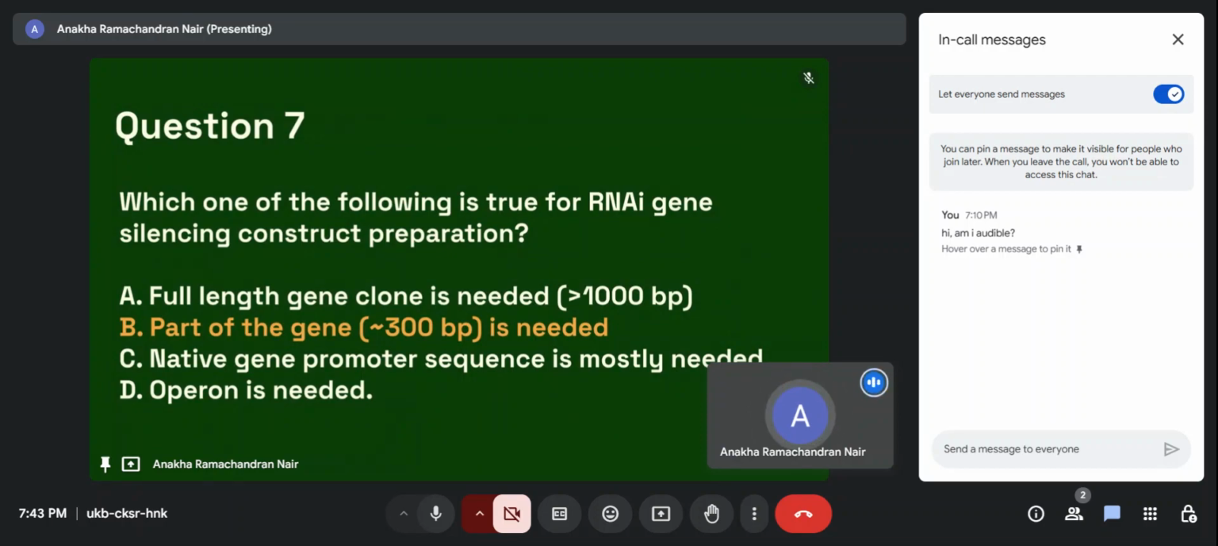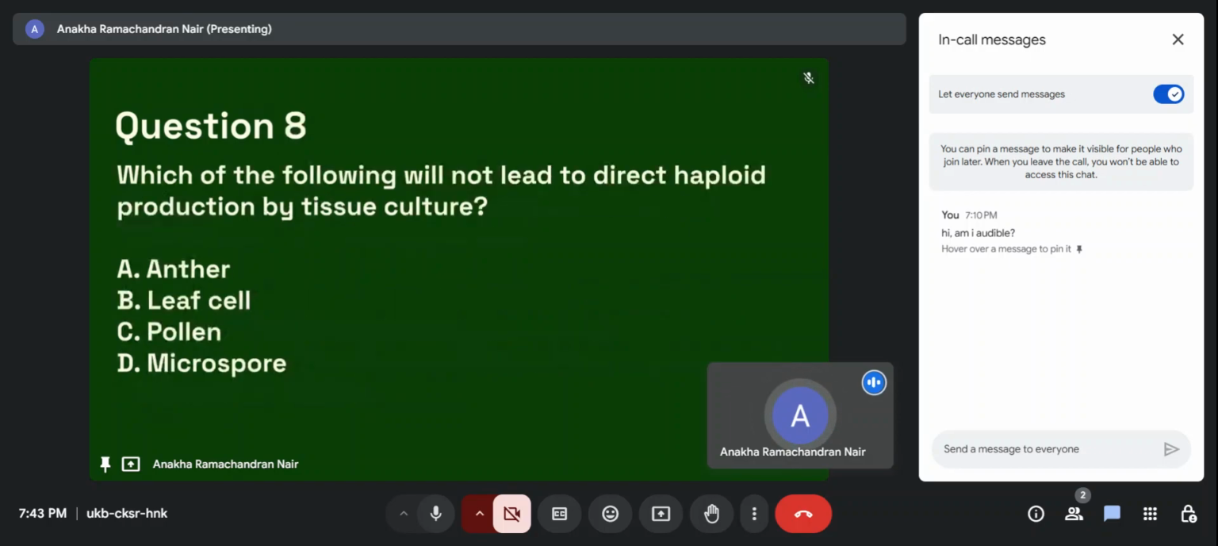So operon is not needed. Native gene promoter sequence is also not mostly needed, and the full gene clone is also not needed. So the correct answer is part of the gene, which is around 300 to 500 base pairs. So let's move on to question number 8.